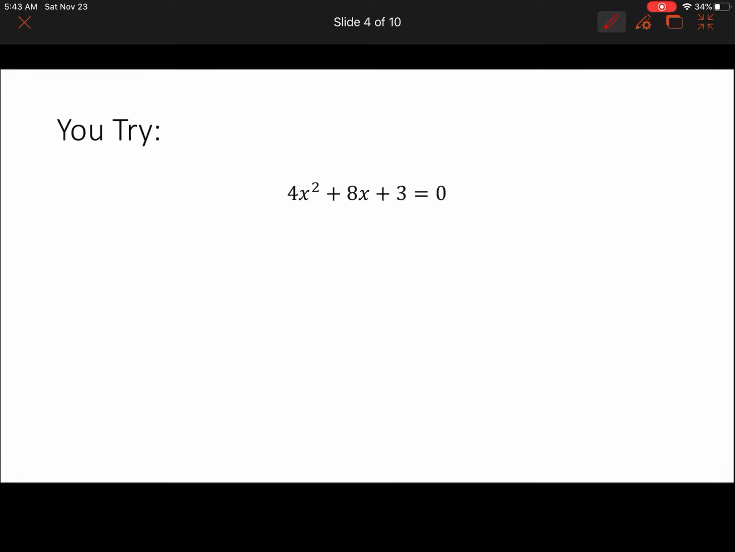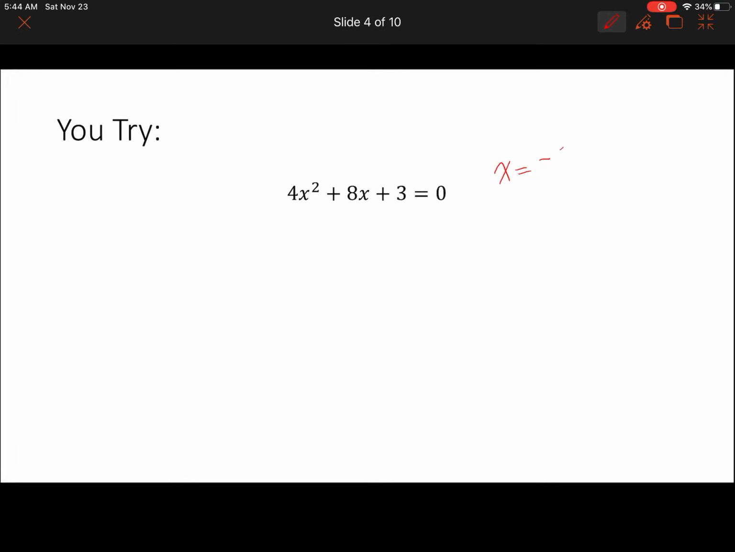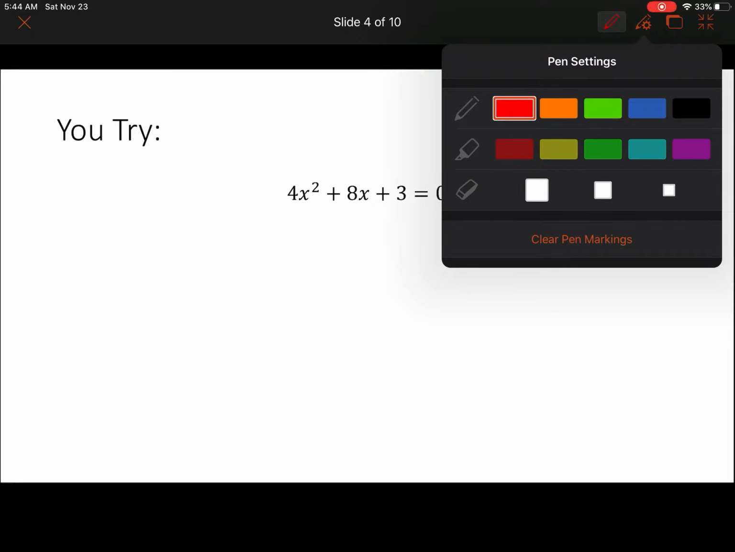Okay, so pause it now and you try. In fact, let's put the equation. The equation is x equals minus b plus or minus the square root of b squared minus 4ac, all over 2a. The most challenging part about this is the algebra. Let's erase a little bit.